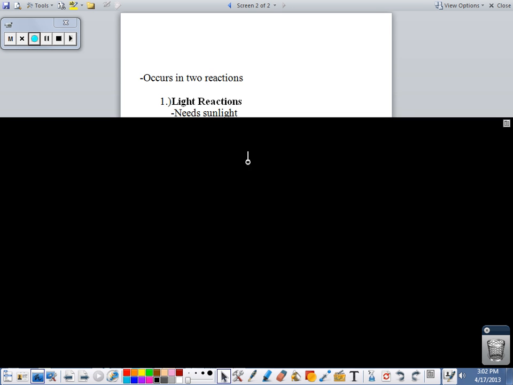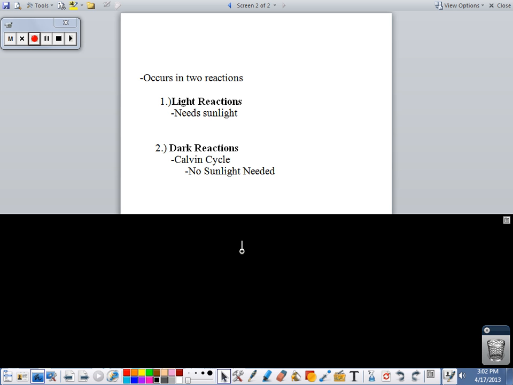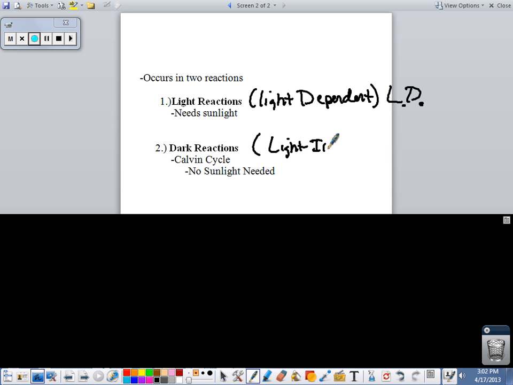So if we go to the next page. Finally, photosynthesis occurs in two reactions. They're called the light reactions and the dark reactions. They have other names you might see: light dependent, LD, and light independent, LI. What this really means is the light reactions need sunlight. If there's no sunlight, they can't occur. This is the beginning part of photosynthesis. And then dark reactions can occur anytime.